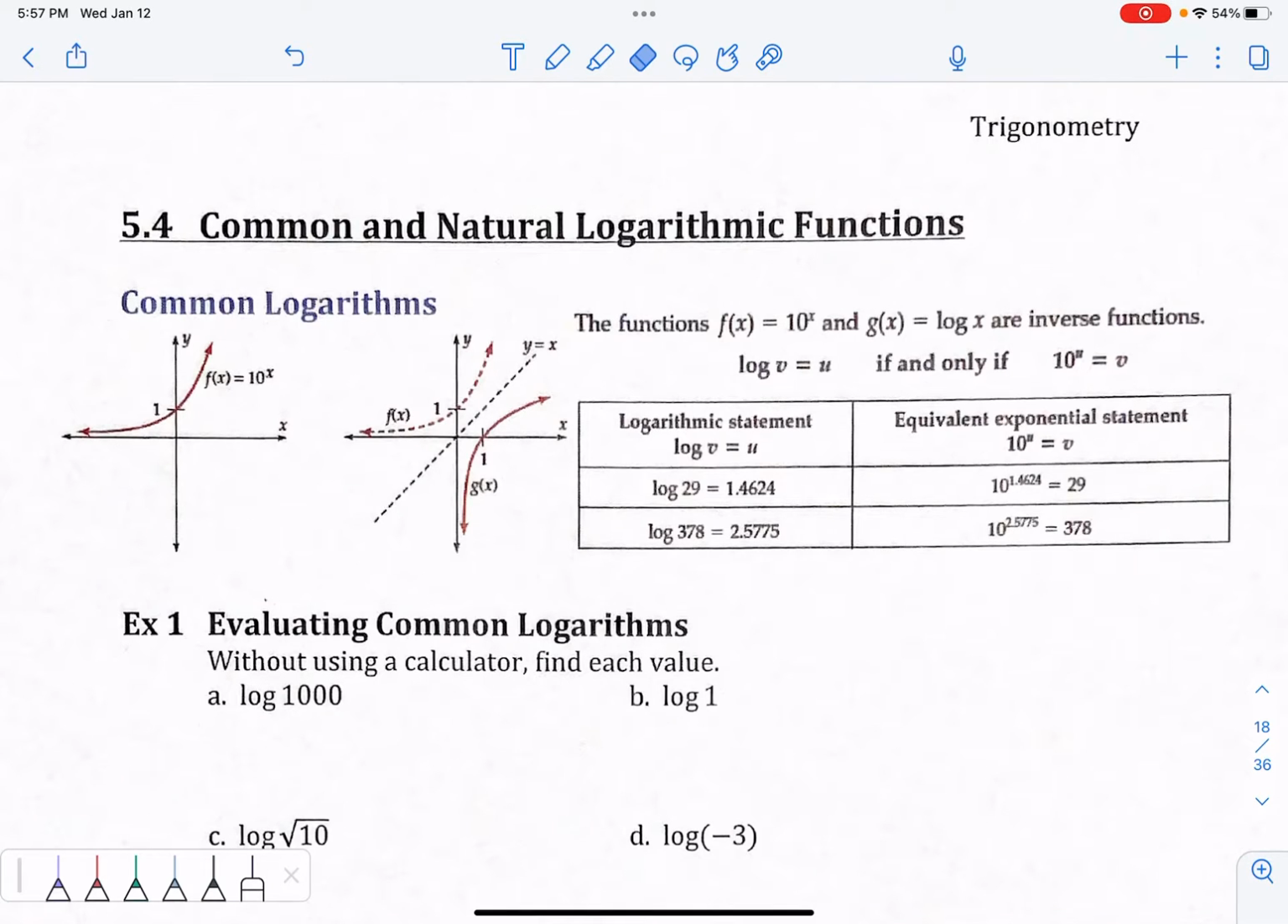Okay, hey guys. This is Trig section 5.4. This is like the first half of it. I tried to record during class, but it for some reason shut off after like the first example. So I'm re-recording this. I'm doing this at home, so I might move a little bit faster.